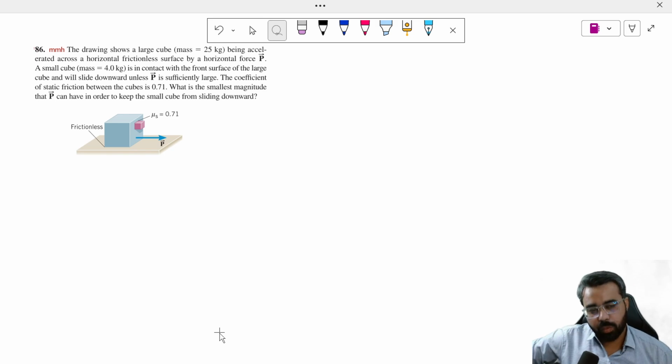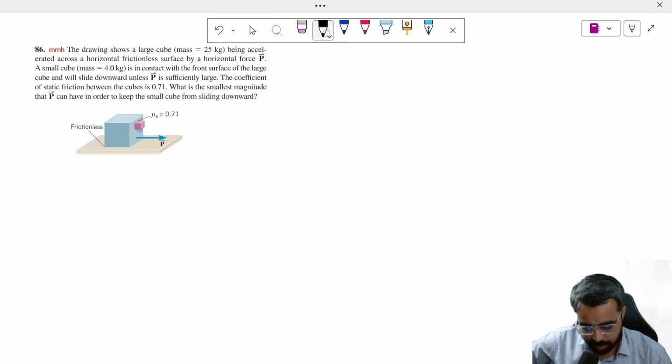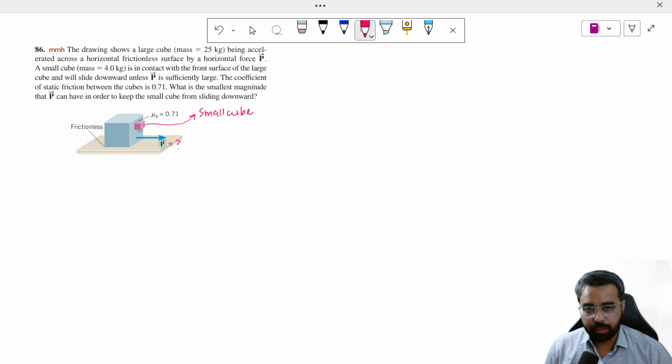In this question, what should be the minimum force? This letter P is representing the force. What should be this minimum force so that this small cube, which is in contact with the larger block, may not fall? So you have to find the amount of that force, whereas there is certainly a frictional force between the small cube and the larger cube.